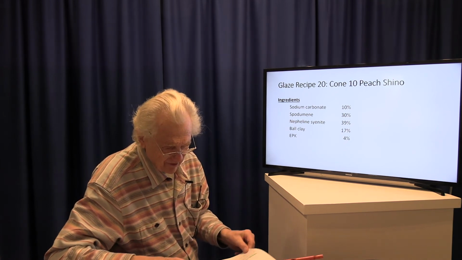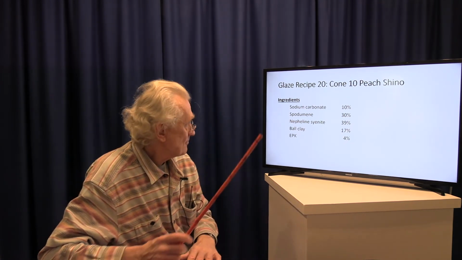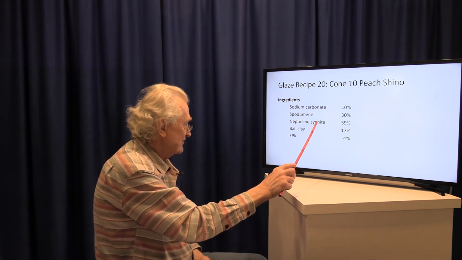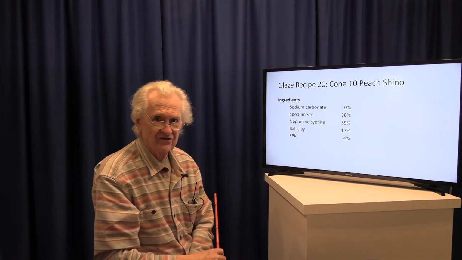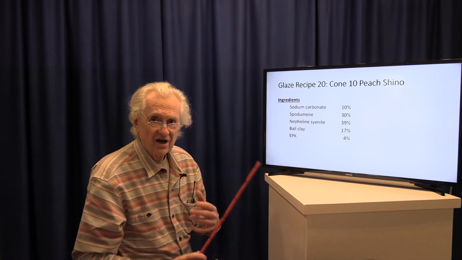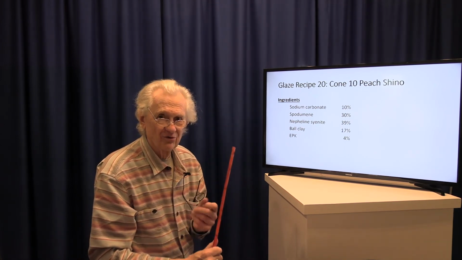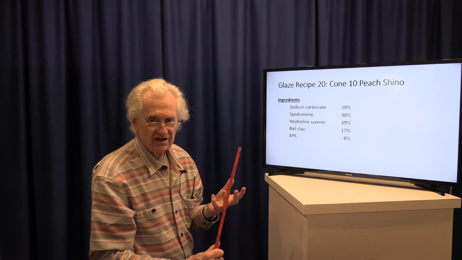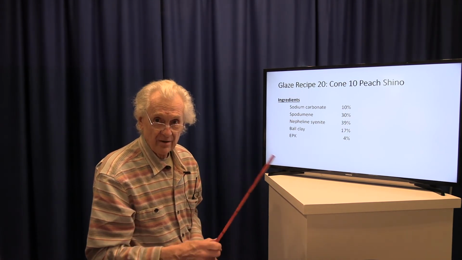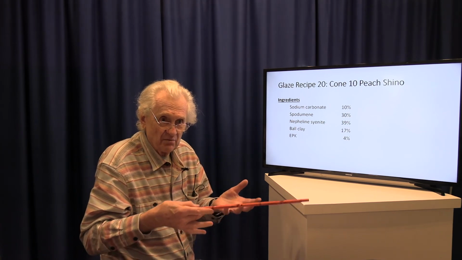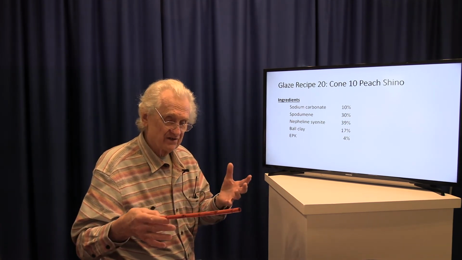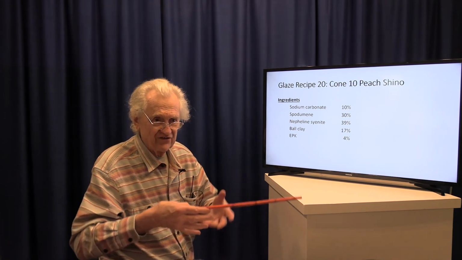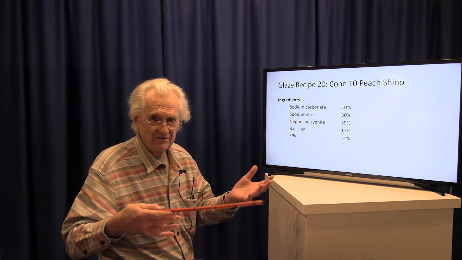Okay, here's another one, peach shino. Content: sodium carbonate, spodumene, nepheline syenite, ball clay, EPK. So the sodium carbonate's a little unusual because remember, one of the semi-cardinal rules of glaze chemistry is that you generally don't want ingredients in a glaze that dissolve in water, because then when the glaze dries, they tend to migrate with the water. So you've done this really careful job of mixing all of your ingredients, and then when the glaze dries, they segregate back out. So it kind of defeats the purpose.